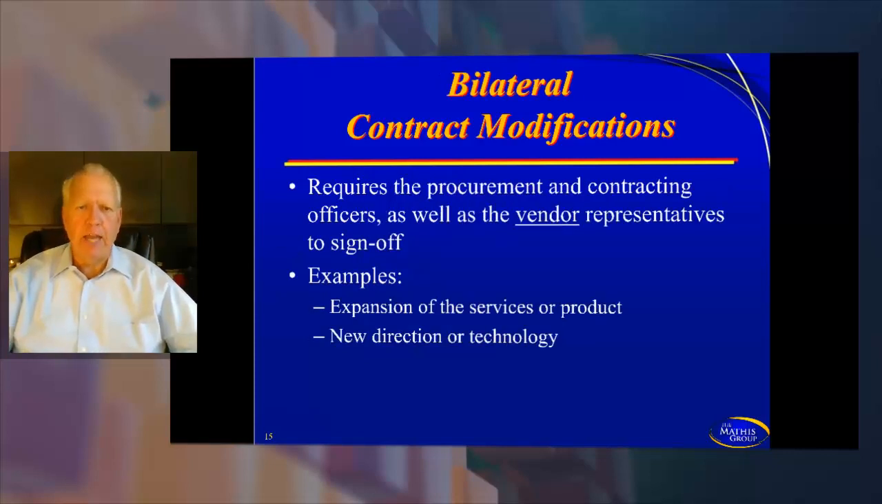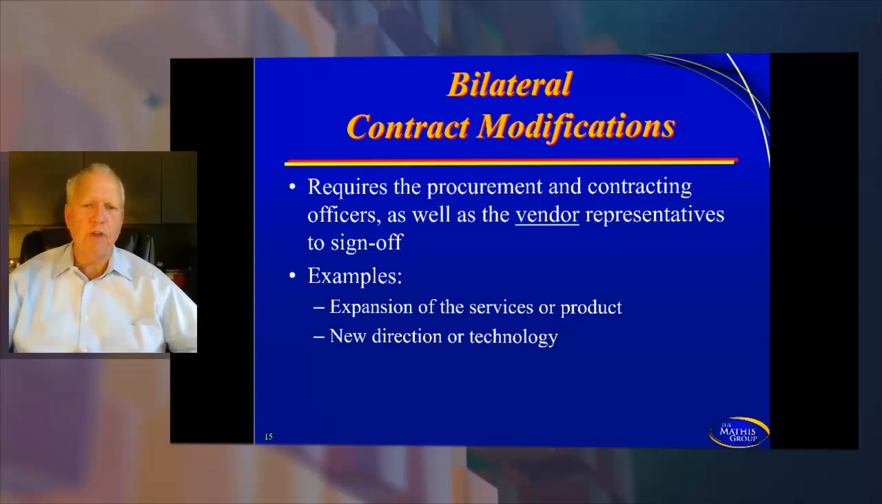However, you also have bilateral contract modifications. This requires the procurement and contracting officers as well as the vendor representatives to sign off. Now, your organization might not use the term contracting officer. It could be the customer project manager or the sponsor or the PMO, but the point is they're functioning as that contracting officer. And so this means that we've had enough of a change that we're having to put an amendment into the contract or change the contract.